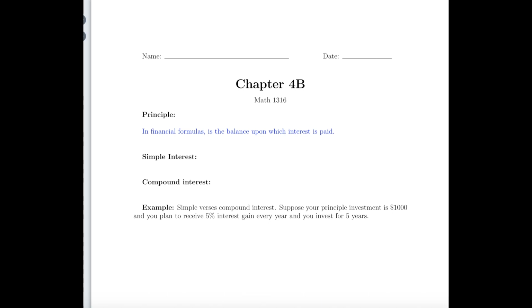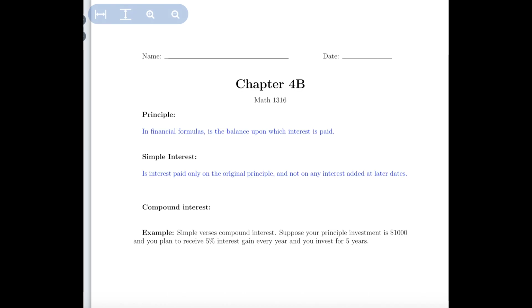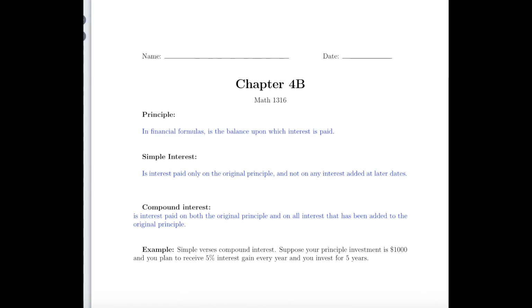The next definition is going to be simple interest. The definition of simple interest is interest paid only on the original principal and not any interest added at later dates. So we just continue to calculate interest on our original amount, our original principal. Next is compound interest. Compound interest is interest paid on both the original principal and on all interest that has been added to the original principal.